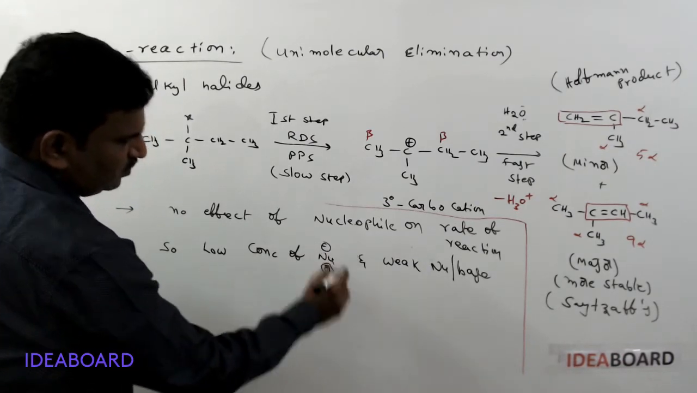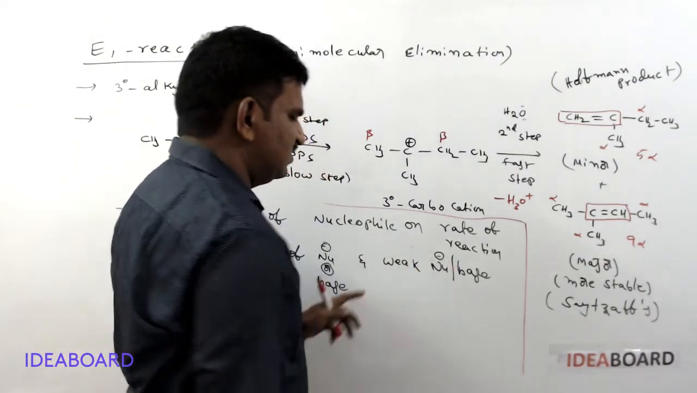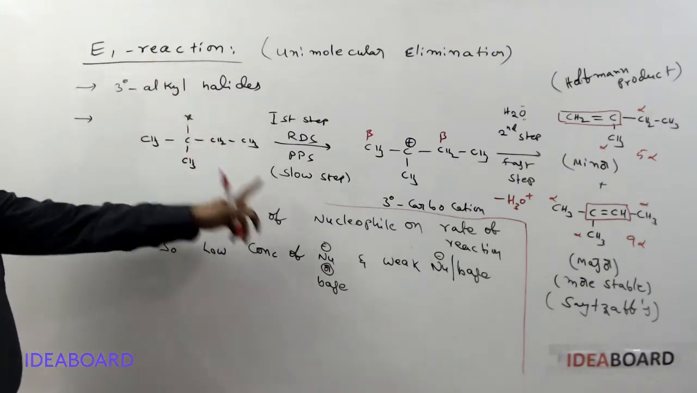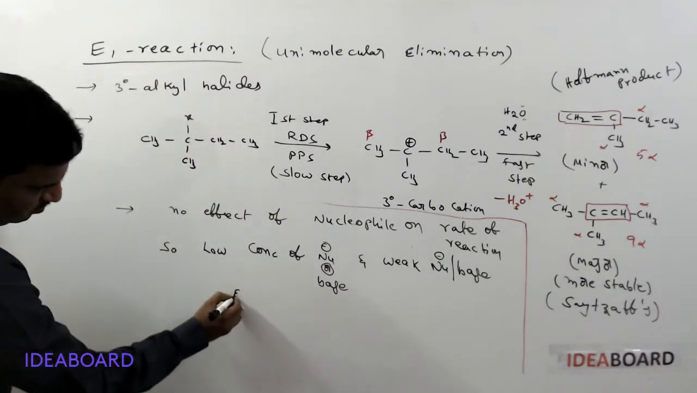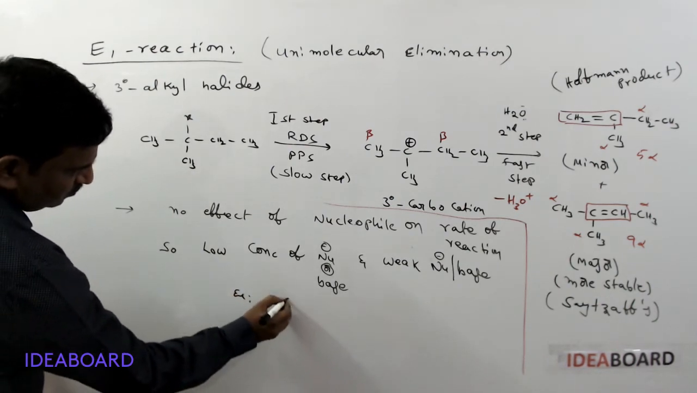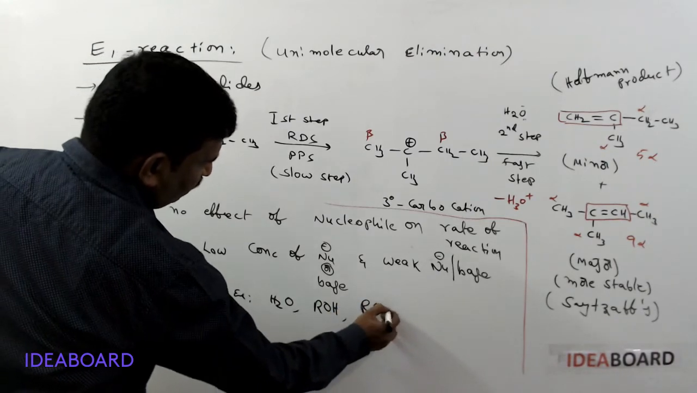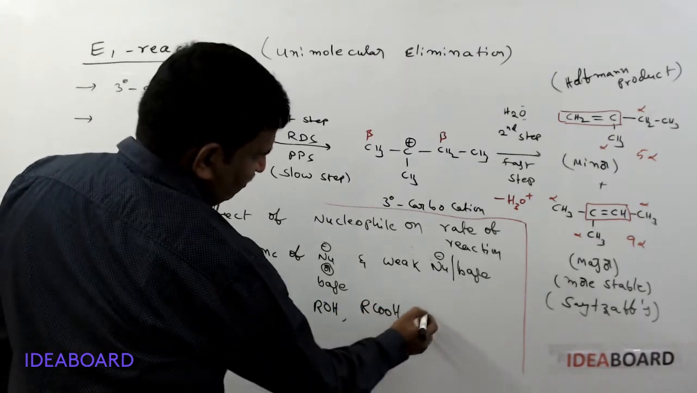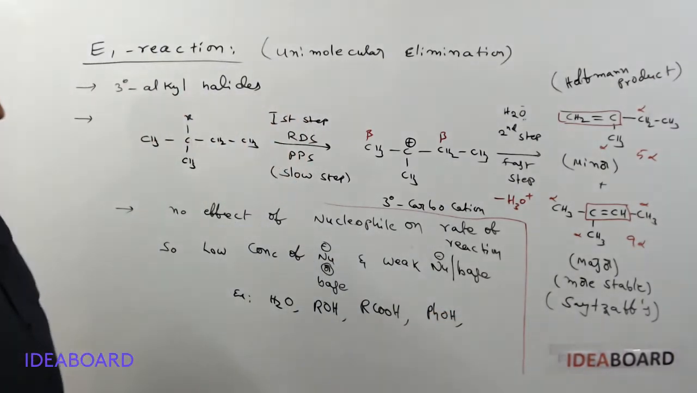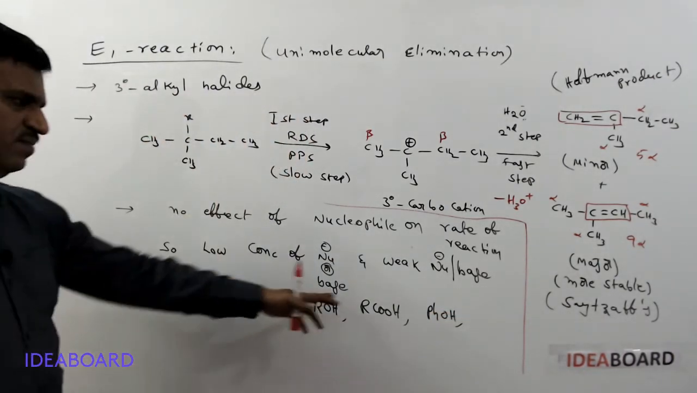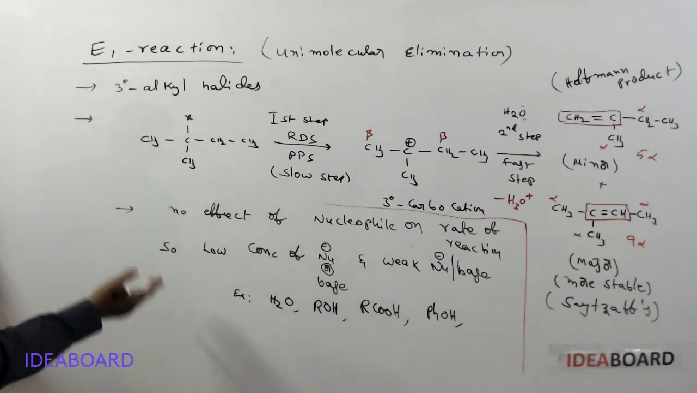Low concentration of nucleophile or base, or a weak nucleophile or base, is enough for the E1 reaction, just like the SN1 reaction. Examples we gave now are H2O, ROH, CH3COOH and PhOH. These will act as weak nucleophiles or weak bases, and that is mainly useful for the E1 reaction.